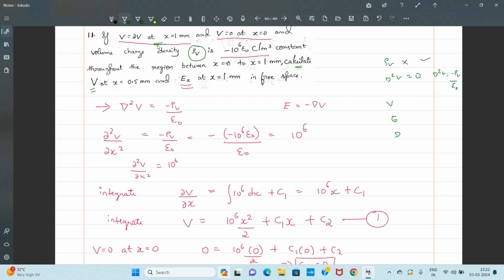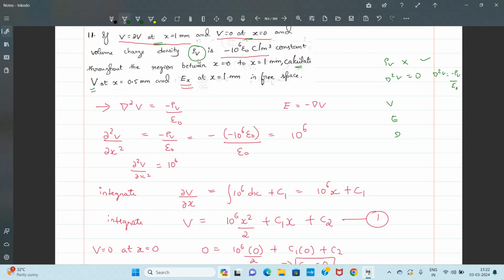So here, as you can see, some initial conditions are given in these two, and then they're given in volume charge density here. And they ask you to calculate two things. One is the potential at x equal to 0.5 millimeter, and the other one is intensity at x equal to 1 millimeter in free space. Okay.